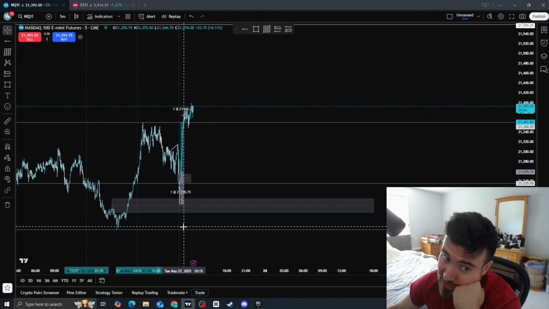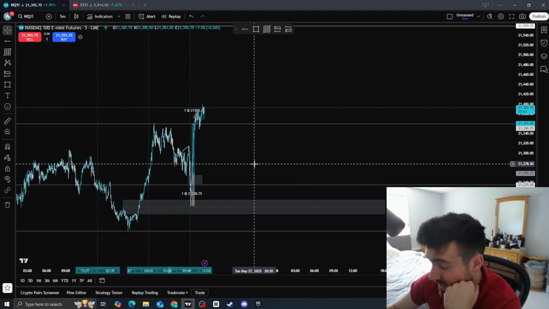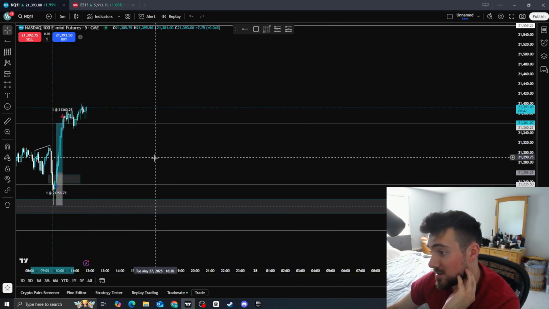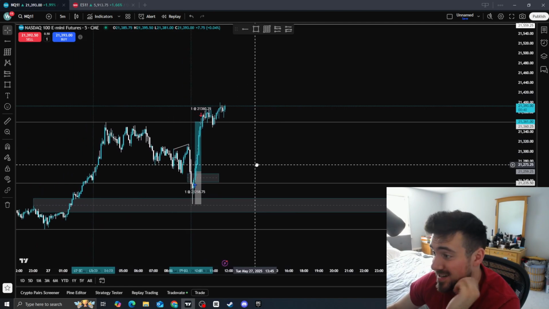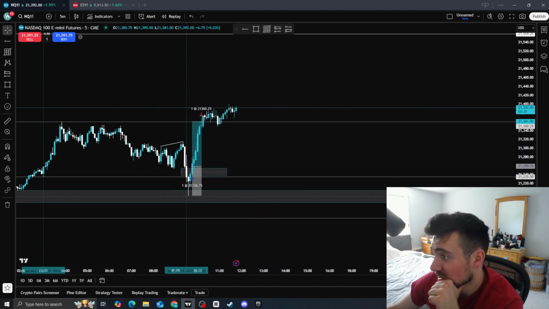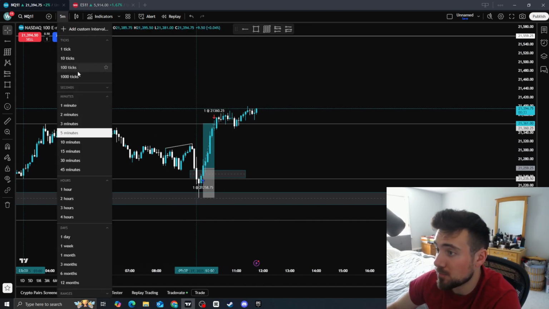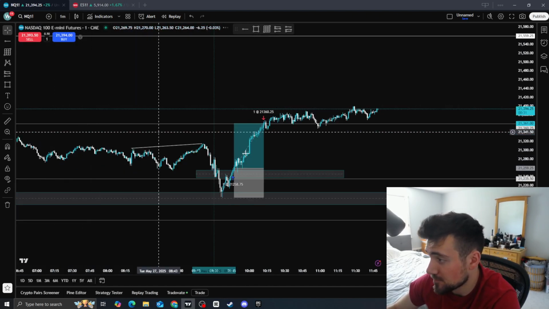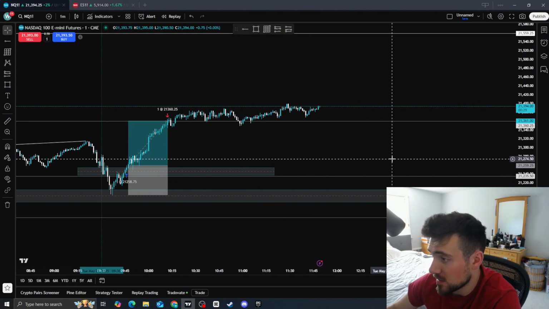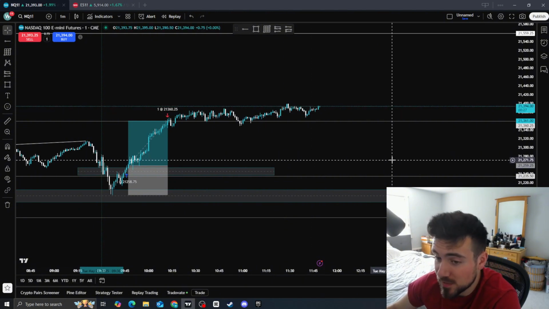I thought price was going to tap out London lows, but we didn't, and we were bullish, and we hit London highs. As you see here, no bearish candles, all bullish movement, all bullish price action. Even here, great move for the day. Pretty simple.